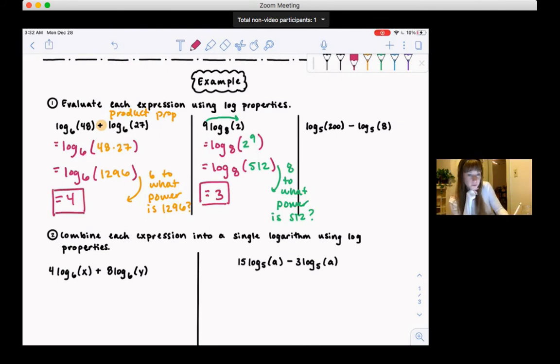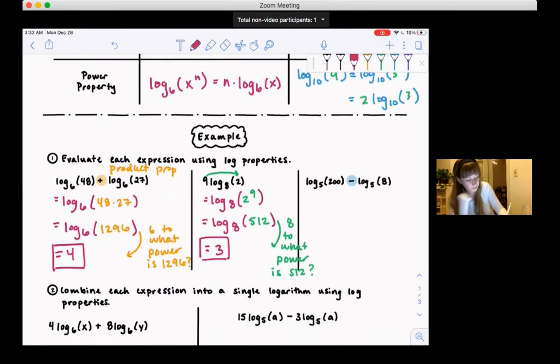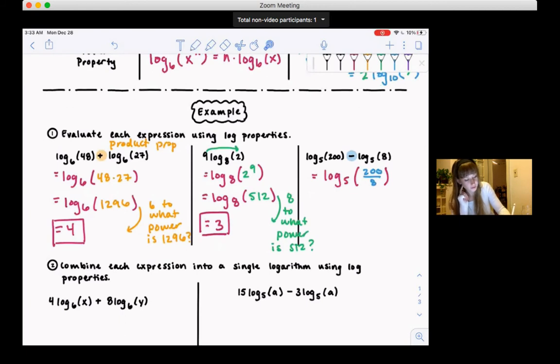Okay, we're going to do one more. So this time we have subtraction outside our logarithm. And the quotient property here tells us that subtraction outside is the same as division inside. So I can put these together into one logarithm. Log base 5 of, I'm going to divide 200 by 8. Okay, let's simplify that. So 200 divided by 8 is 25. So this is log base 5 of 25.